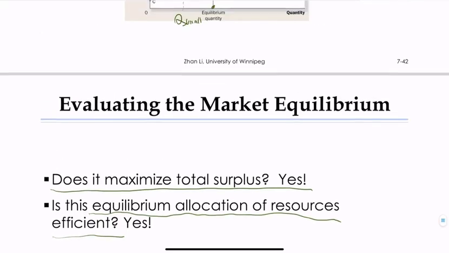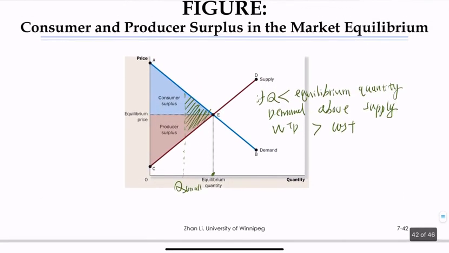I hope this argument gives you the clear idea why competitive equilibrium is efficient. And because we're having this video lecture here, you could actually rewind for several minutes to see how the argument goes. And do make sure that you understand why equilibrium maximizes total surplus.